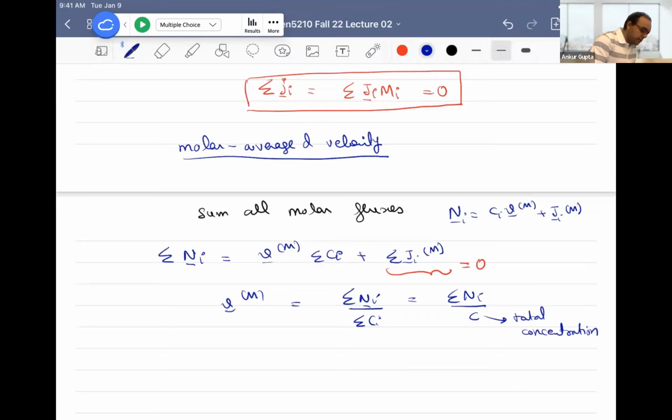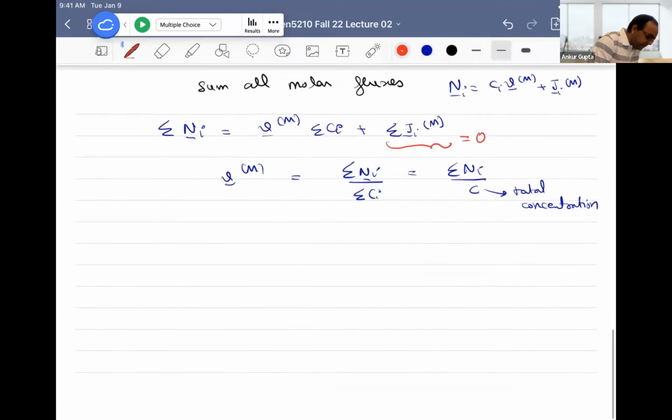So we have done this now. We have till now defined total fluxes, total convective and diffusive fluxes.